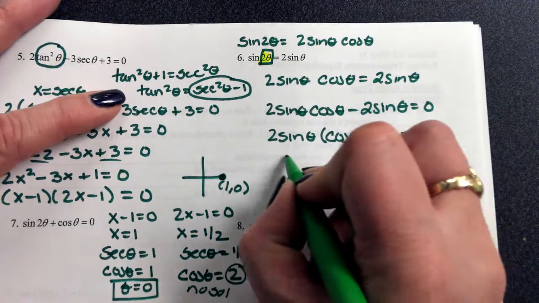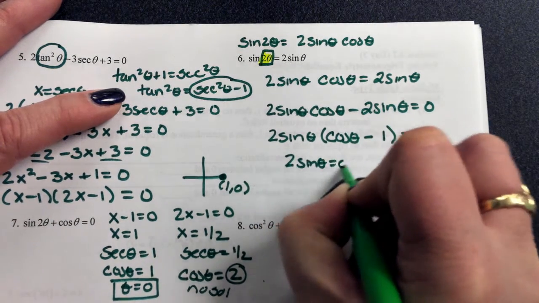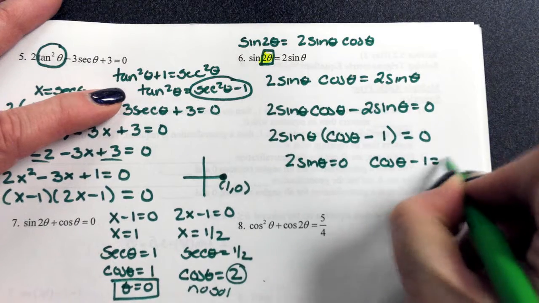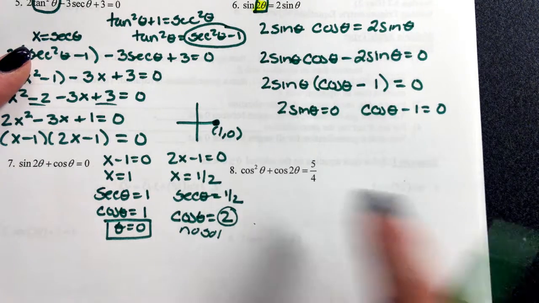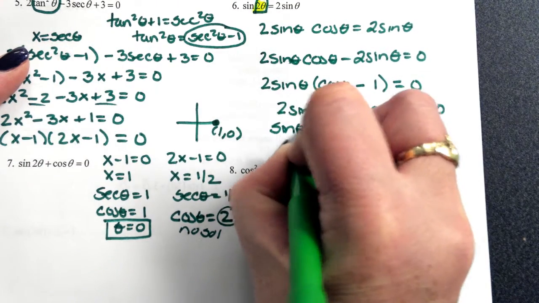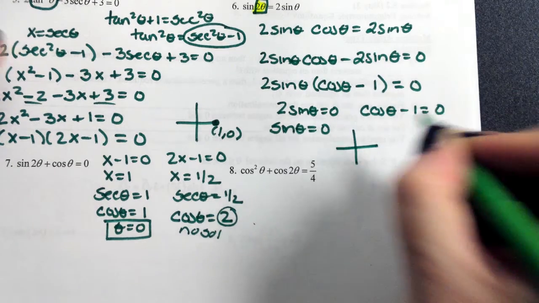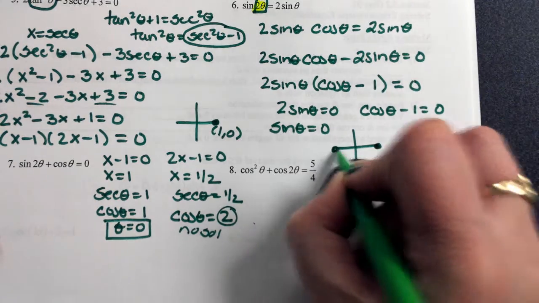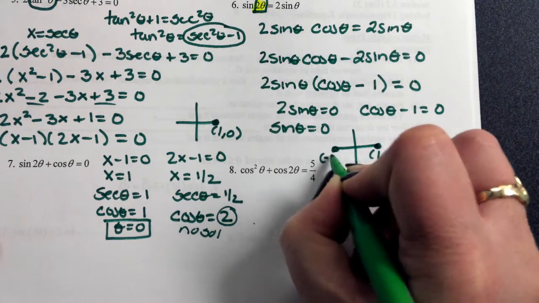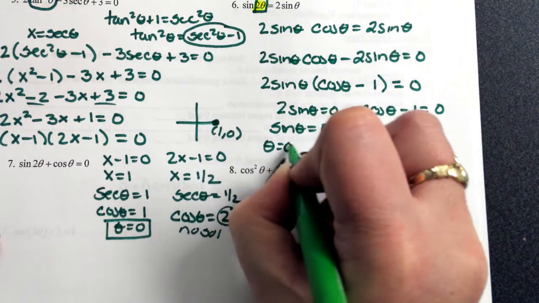Now set each factor equal to 0. I can divide by 2 on both sides, so I have sine of theta is equal to 0. Sine is your x or y coordinate? Y. So we're looking to see where your y coordinate is equal to 0. Your y coordinate is equal to 0 at 0 and pi, because you have the ordered pairs (1, 0) and (-1, 0). So you have theta is equal to 0 and pi.